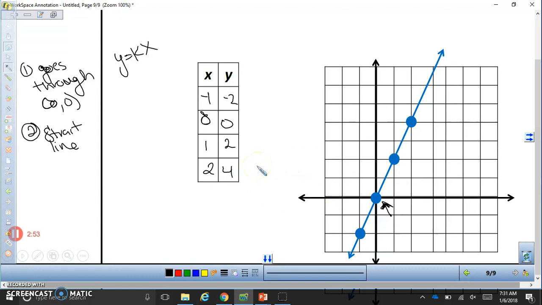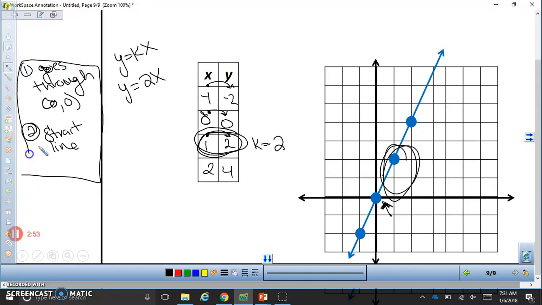Since it goes through the origin and it's a straight line, what times -1 is -2? What times 0 is 0? What times 1 is 2? Here's where we're really looking, because k is equal to 2. 2 times 2 is 4. 1 times 2 is 2. 0 times 2 is 0. -1 times 2 is -2. So y equals 2x. We find it with our unit rate, and we're good to go. Big picture, this is proportional, so the pattern means it's a multiple.